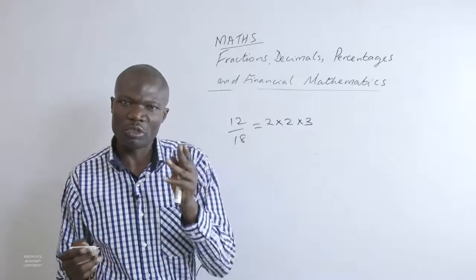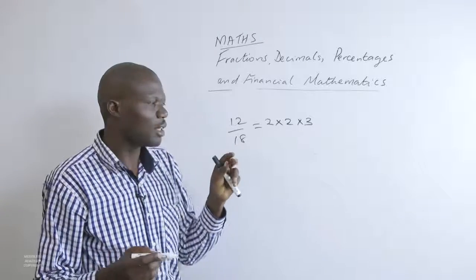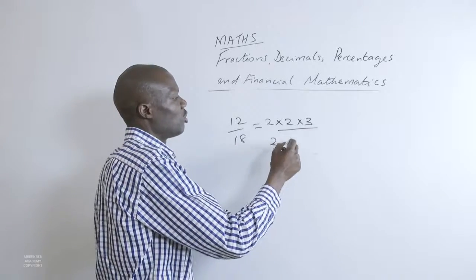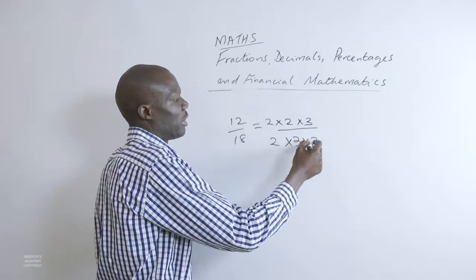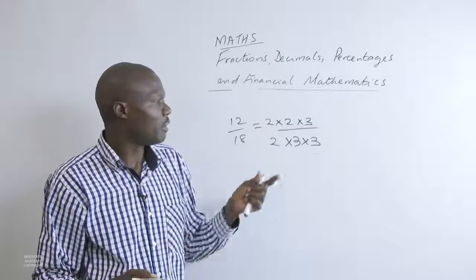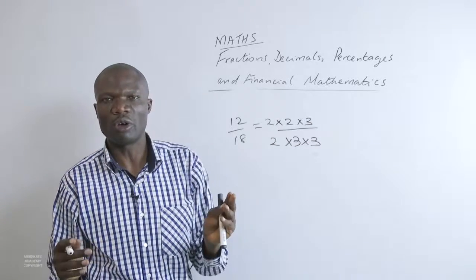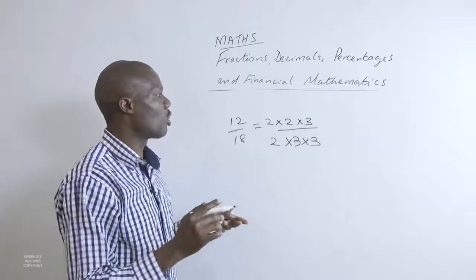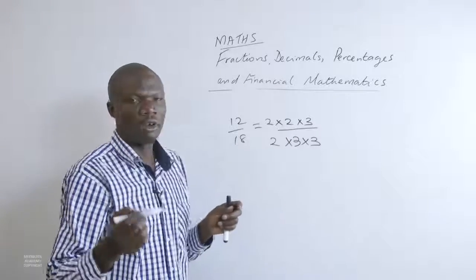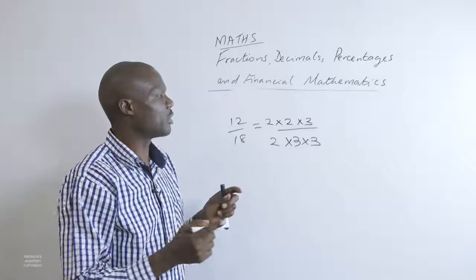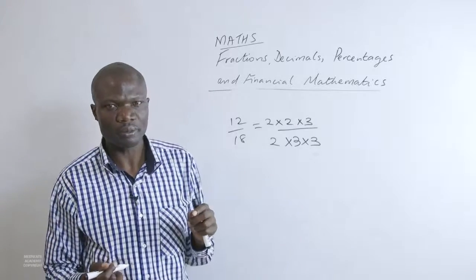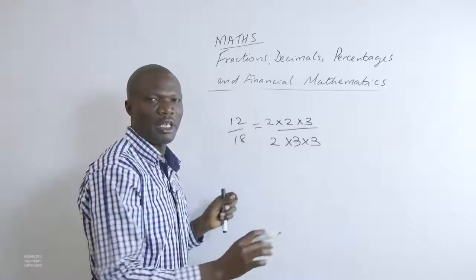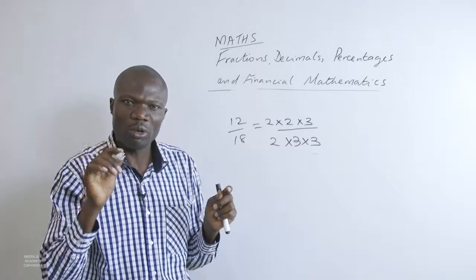2 times 2 is 4 times 3 is 12. And 18 is equivalent to 2 multiplied by 3 multiplied by 3. This is a product of what we call prime numbers or factors. So what is common on top and what is common at the bottom? Or what forms the numerator and what forms the denominator?